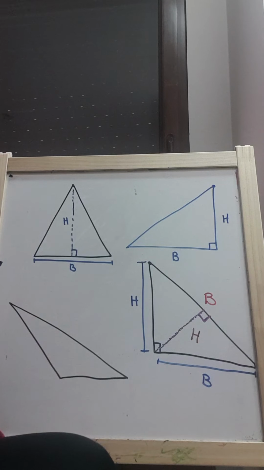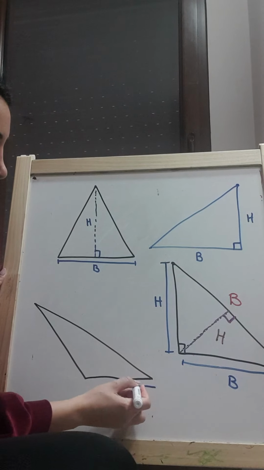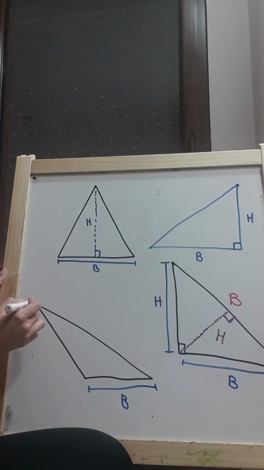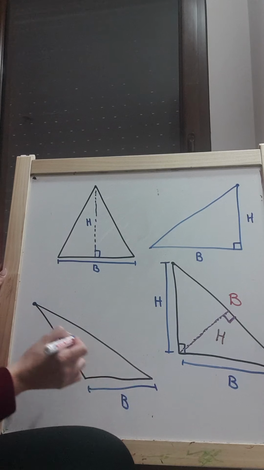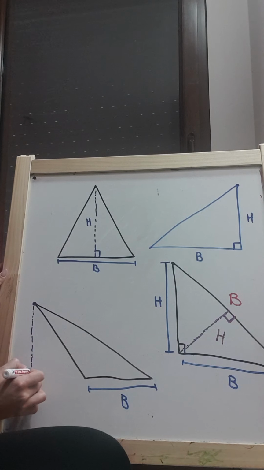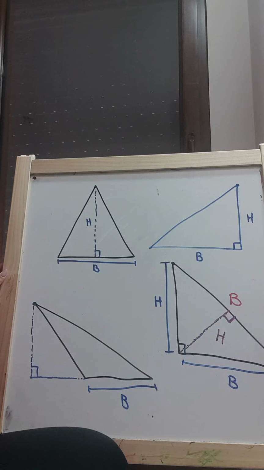Okay, now let's look at the obtuse triangle. If I want to consider this the base, how am I going to draw a line from the opposite vertex that is perpendicular to the base? No way. It is impossible for me to draw a line that connects here to here and it's perpendicular. So in this case, I draw a line that is perpendicular to the ground, let's say, to the same level of the base.